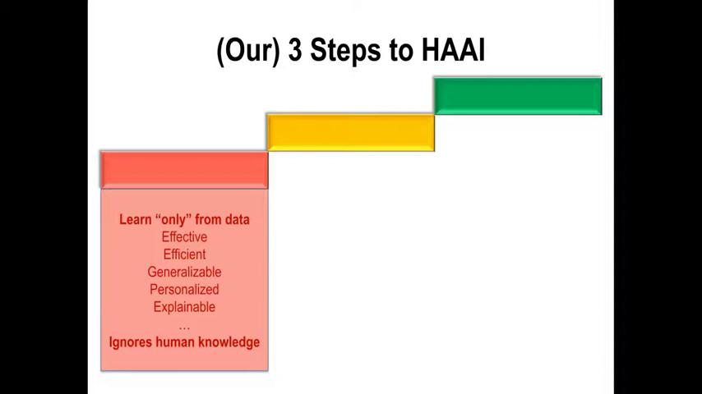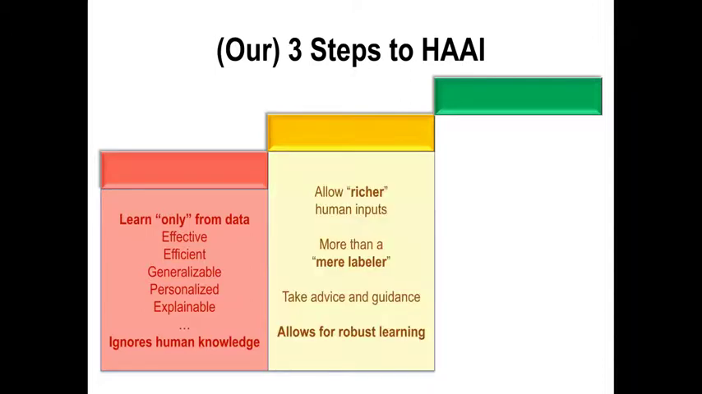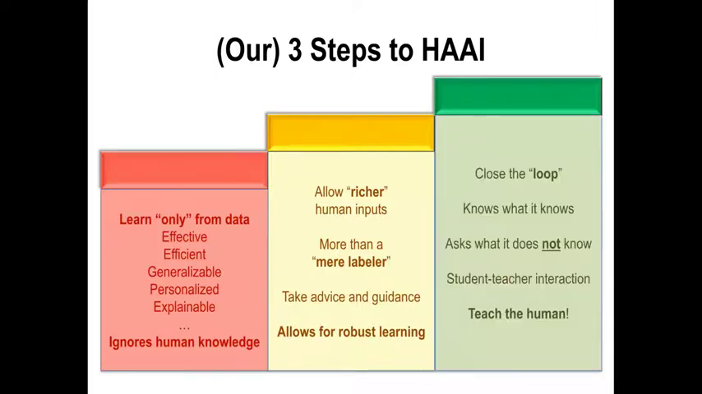So the second step that we consider is the one where we allow the human to provide richer domain inputs, right? Where we treat the human as more than a mere labeler. So we take some advice, some guidance, as constraints that allow for robust learning using these constraints. The third step is where we are closing the loop, okay? So in the second step, we take these constraints for learning, but they are taken before learning actually commences. So in some sense, these constraints serve as some sort of an inductive bias for the learning system.